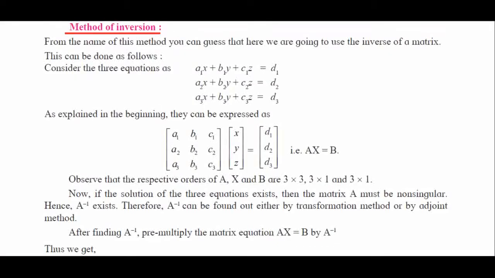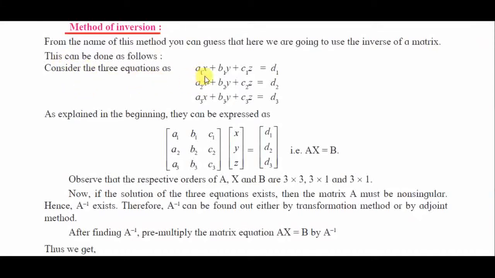First we are going to start with the method of inversion. In that method of inversion we have to find the inverse matrix. For finding the inverse we already learned the inverse by using the transformation method and the inverse by using the adjoint method. So we will see how to find that solution. For that we first have to understand the system of equations.